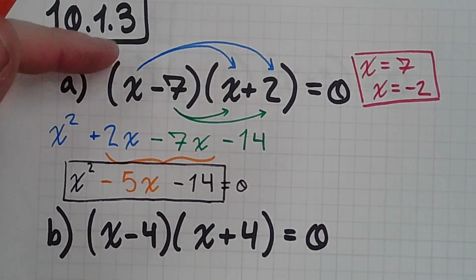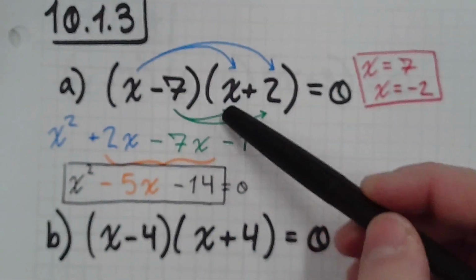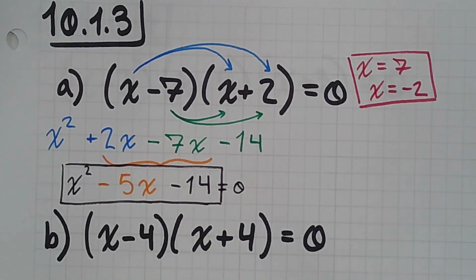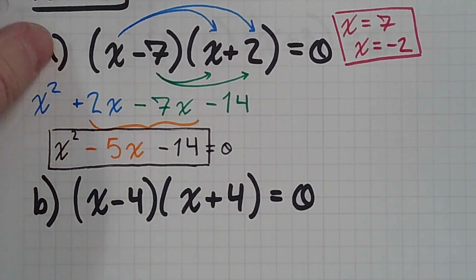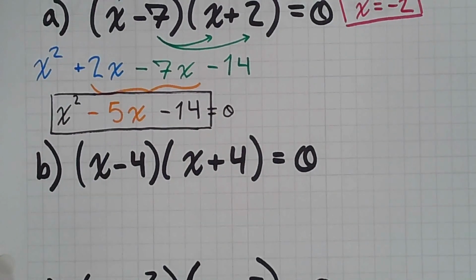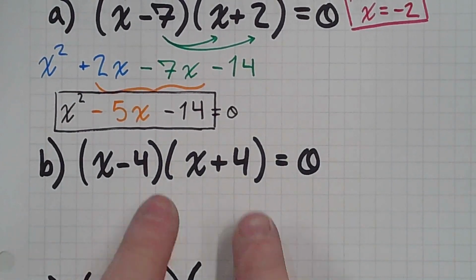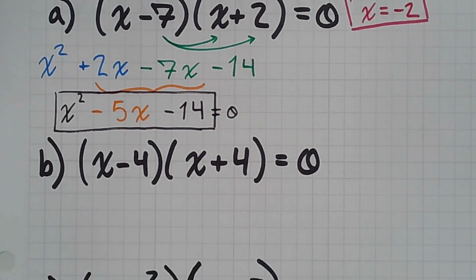So right now we're just distributing. x goes to both terms, -7 goes to both terms. Combine your like terms, there it is. And we can solve it in this form. This one's another easy one. You'll notice here, hopefully, that the numbers here and here are opposites. So the same thing, but opposite sign.